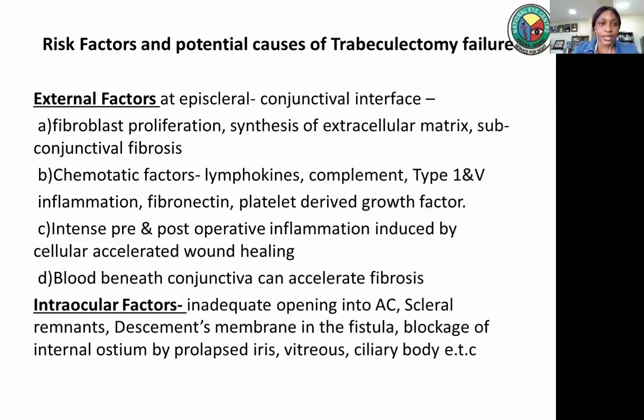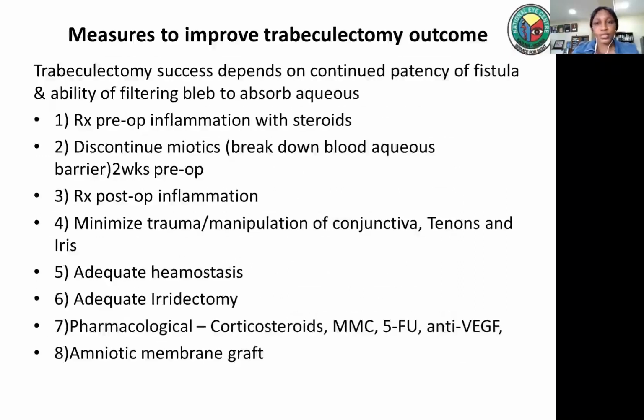But apart from these external factors that can cause a trabeculectomy to fail, you have internal factors that could cause it to fail. These include inadequate opening into the anterior chamber, scleral remnants when the sclerotomy is being done, Descemet's membrane in the fistula, or a blockage of the internal ostium by prolapsed iris, vitreous, ciliary body. And so because of all these things that could cause a trabeculectomy to fail, there's things that are advised to be done to improve the trabeculectomy outcome. These include preoperative anti-inflammatory steroids, discontinuation of miotics that were used 2 weeks pre-op, because this causes breakdown of the blood aqueous barrier.